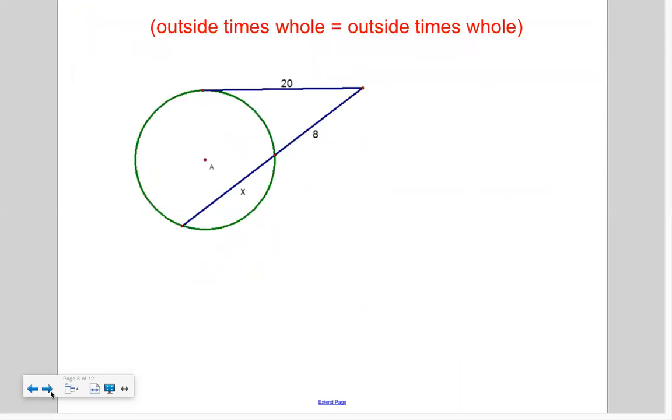Quick example here. Gonna do the tangent part first. Outside times whole is just gonna be 20 squared. And then the second one is gonna be 8 times 8 plus x. 20 squared is 400. 8 times 8 is 64. 8 times x is 8x.